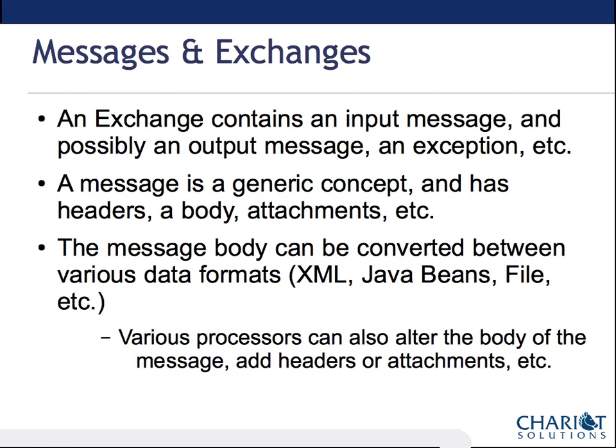Now, if you look at an individual message, it is pretty generic. It has message headers, it has a message body, and it has attachments. So this could represent a JMS message, an email message, or whatever. And the message body can be converted between different data formats: a CSV file, an XML file, an input stream, and so on and so forth. So we'll see how to manipulate that message body and the message headers and things along the way.